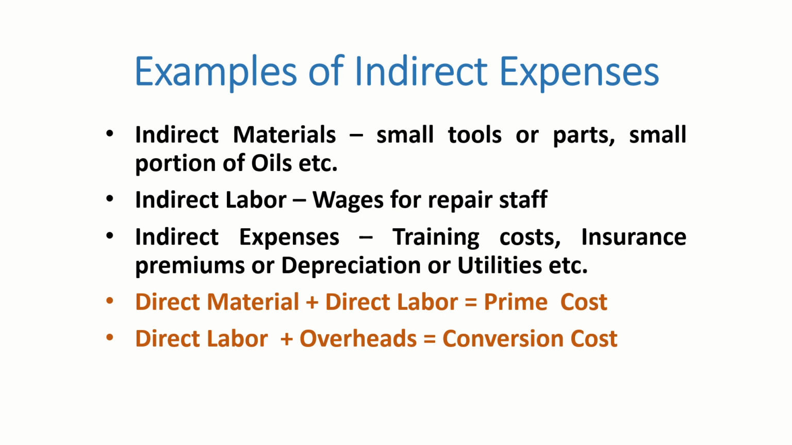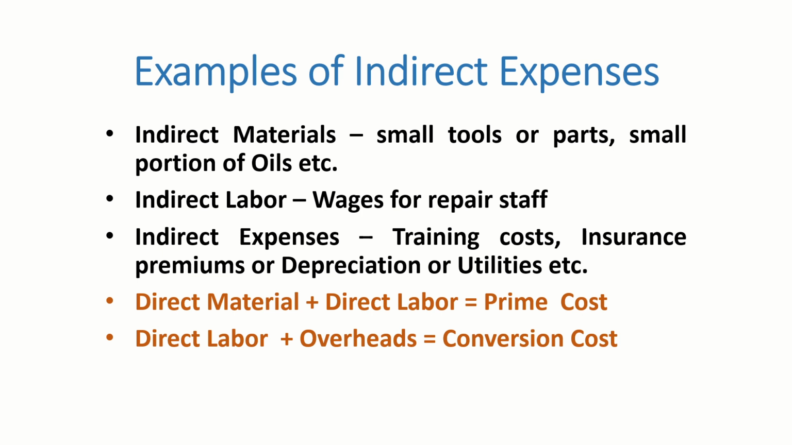Indirect labor, so wages for a repair staff. Repair staff can repair different machines, so we cannot attribute their salary to any particular product. Indirect expenses are training costs, insurance premiums, depreciation, or utilities, for example water and lights, the electricity bill. We cannot attribute these expenses to a particular product because they are for the entire factory. These are indirect expenses.